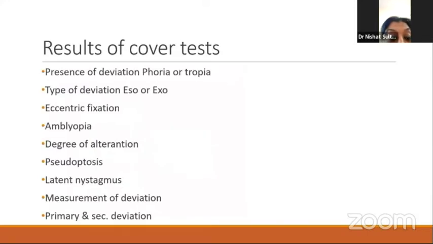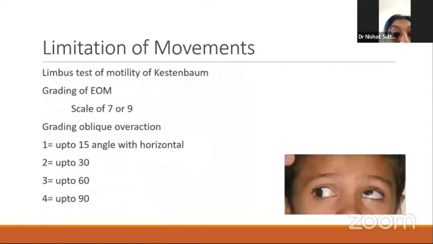So what does a cover test basically tell you? It tells you whether there is a latent squint or a manifest squint. It tells you the type of deviation. It tells you the sensory status, whether the squint is alternating well or there is amblyopia or eccentric fixation. You can also measure the deviation, the primary and the secondary deviation.